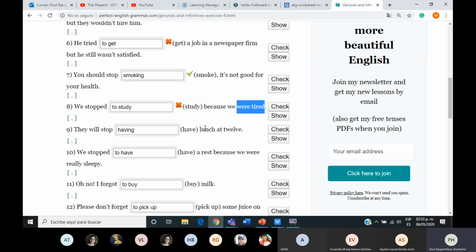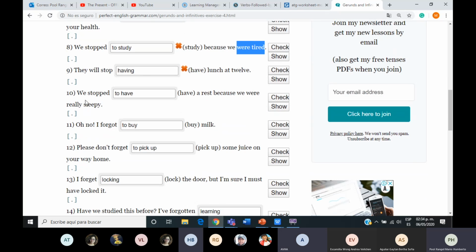They will stop having lunch at 12. Este sí podría ser para los lados, pero creo que va a estar mal. Porque they will stop to have lunch at 12. O sea, se van a detener para almorzar a las 12. Detienen lo que estaban haciendo para hacer otra cosa. We stopped to have a rest. Ahí sí. Nos detuvimos para descansar porque teníamos sueño.